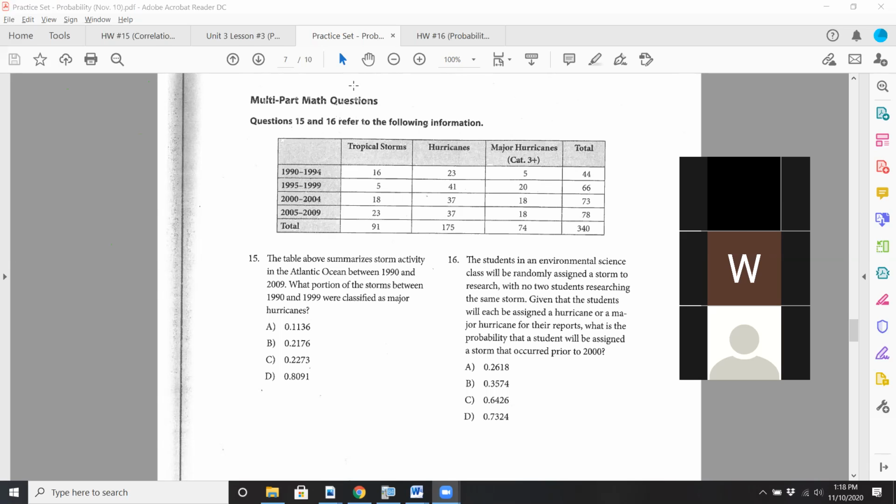So notice we have 4 categories of years. We have the early 90s, the late 90s, the early 2000s, and late 2000s, right? And we had 3 categories. We had a tropical storm, a hurricane, and a major hurricane. Major hurricane being anything that's category 3 or higher. So they said that of the storms between 1990 and 1999, so it means I have to focus on these storms.